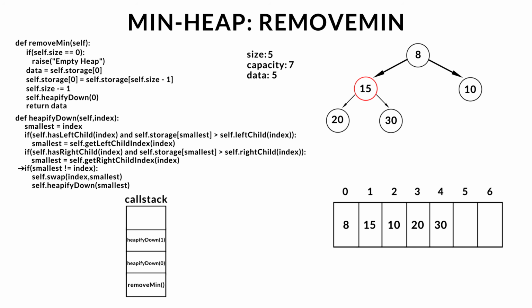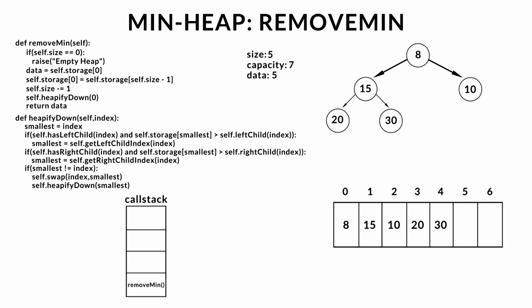Next, we check to see if smallest does not equal the current node that we're at. This also fails. So now we're done executing this HeapifyDown method. Let's go ahead and pop it off the stack. We then get returned to the previous HeapifyDown method, which has now also finished executing. So we could pop this off the stack as well.